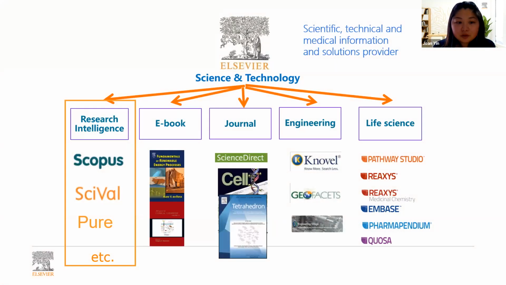Actually, the research intelligence team is one very important part of the Elsevier company. And Elsevier is a scientific, technical, and medical information and solution provider. And we have a lot of solutions such as ebook, journal, engineering, and life science. What you may know more about is ScienceDirect. However, Scopus, SciVal, Pure, and other solutions are also a very important part of Elsevier. It belongs to my department, the Research Intelligence Department.